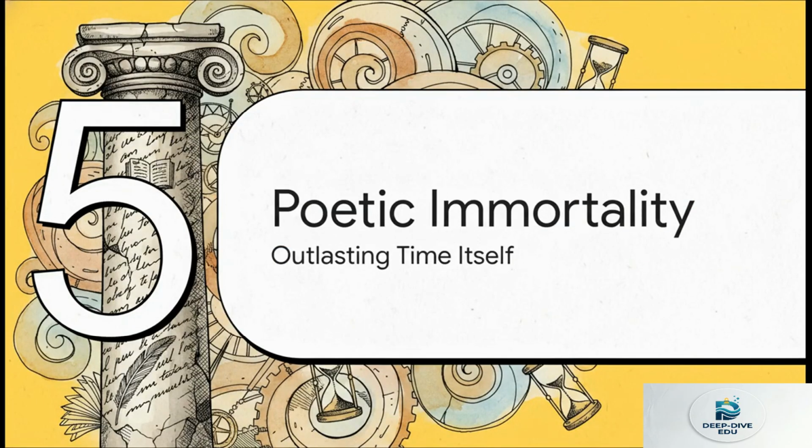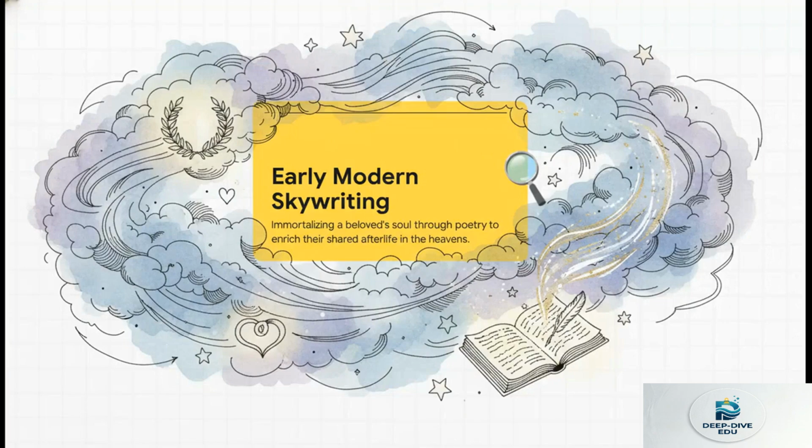Because the ultimate goal of these carefully constructed sonnets was the desire to outlast time itself. Our source material describes this with an amazing phrase, early modern skywriting. Instead of just making her name survive on Earth, Spenser is effectively projecting her virtues into eternity. By praising her so perfectly in his verse, he believed he was actually imbuing her immortal soul with added value, guaranteeing that their love wouldn't just survive history, but would literally be renewed and enriched in the heavens.